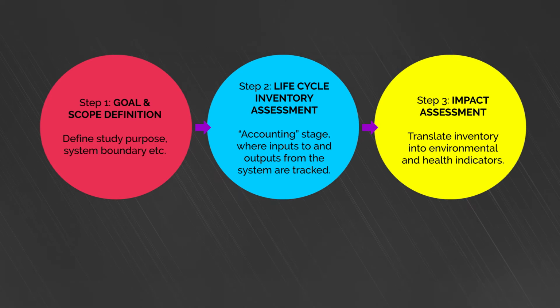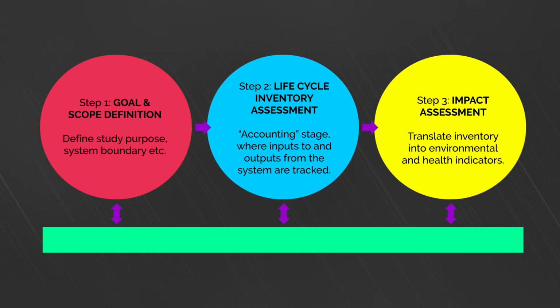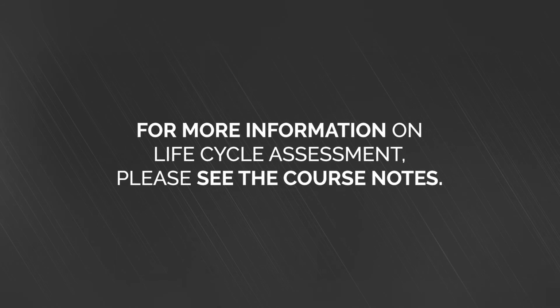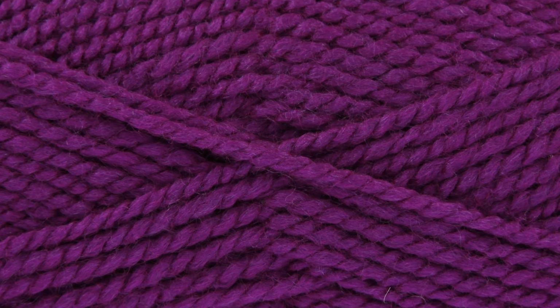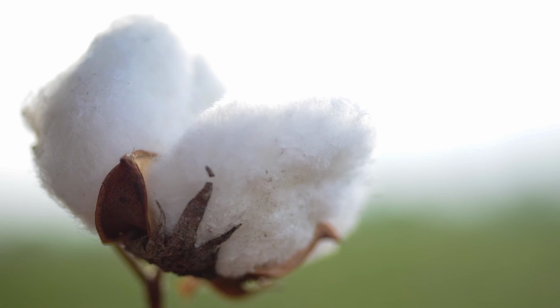This information is then used in step 3, impact assessment, for calculating the impacts of the product or service on the environment. In the final interpretation step, the results are checked and interpreted and used to develop a strategy going forward. For more information on life cycle assessment, please see the reading list provided.